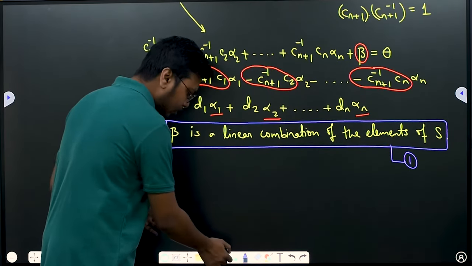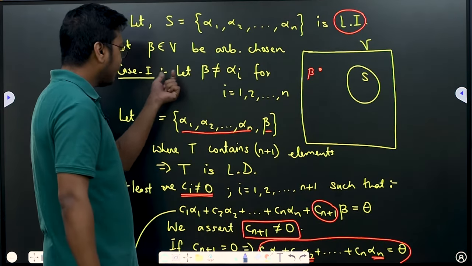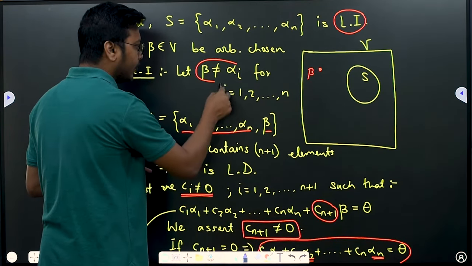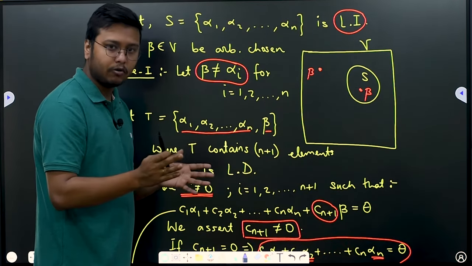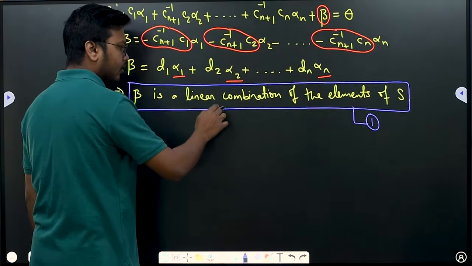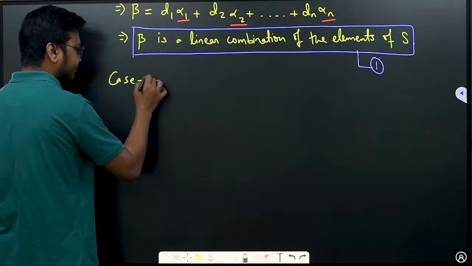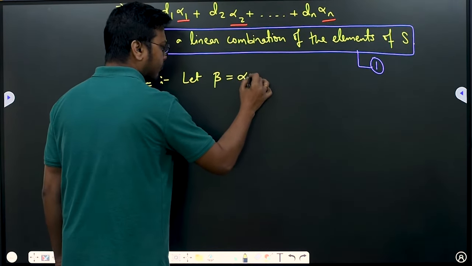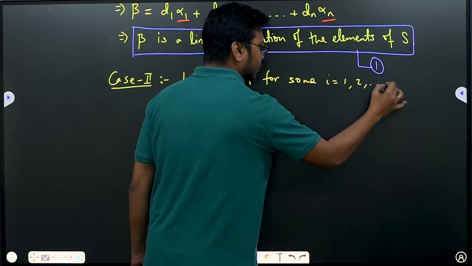Let me go back to the second possibility, where I could have taken beta equal to one of the alpha I. Beta was initially not equal to alpha I. Now I'm going to take beta from inside the S set and then make a generalized statement. So let beta equal alpha I for some I equals 1 to n.